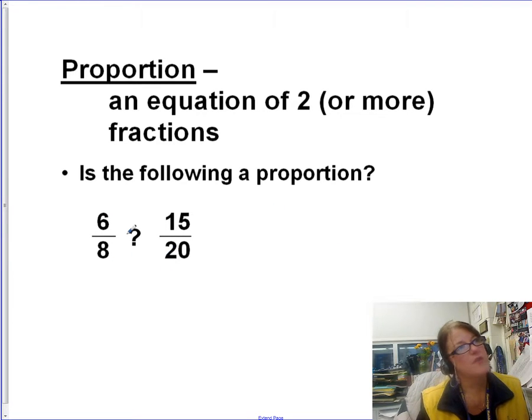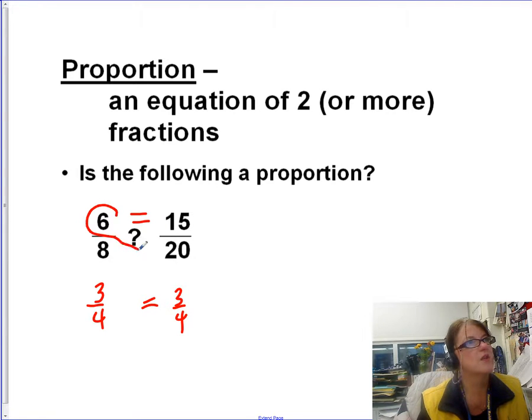Is this a proportion? 6/8, 15/20? Yeah, it is. But how do you know? Well, one way is to say this is 3/4. This is 3/4. Yes, that's true. But there's another cool property that works, and that is this.